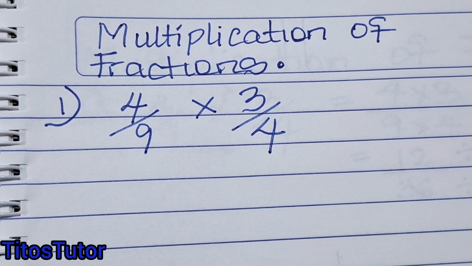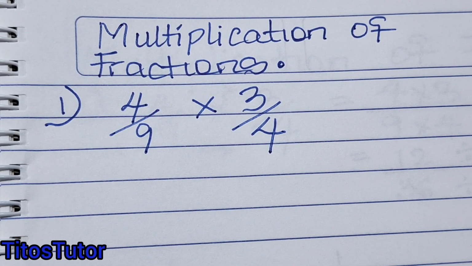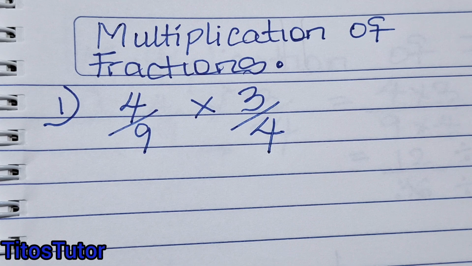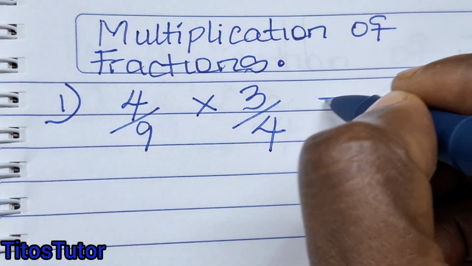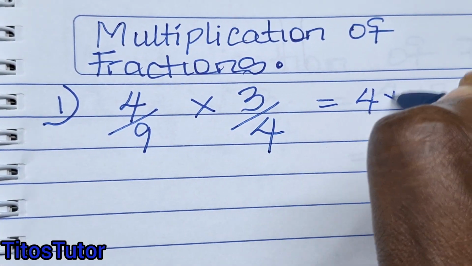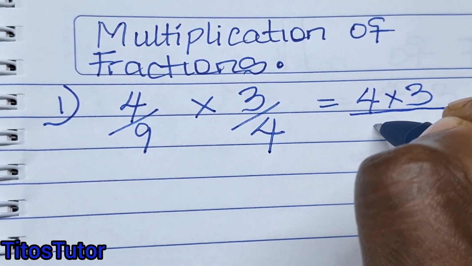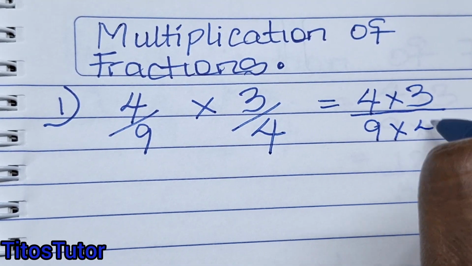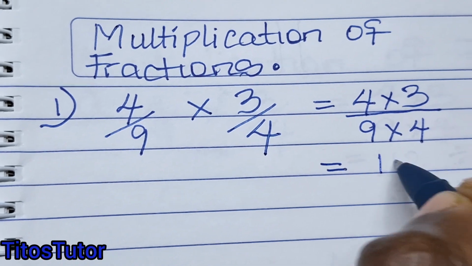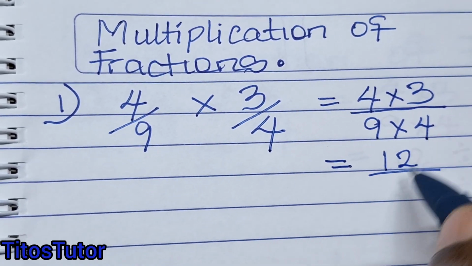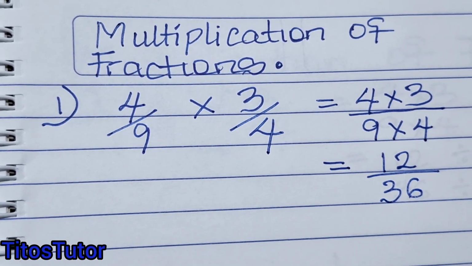On today's video, we're going to be learning multiplication of fractions. In multiplication of fractions, you can only multiply numerator and numerator, denominator and denominator. That means you can only do 4 times 3 all over 9 times 4. And this is going to give you 4 times 3 is 12 and 9 times 4 is 36.